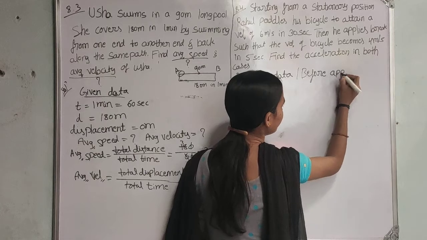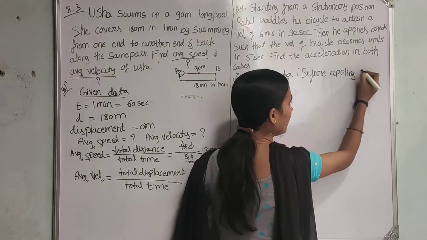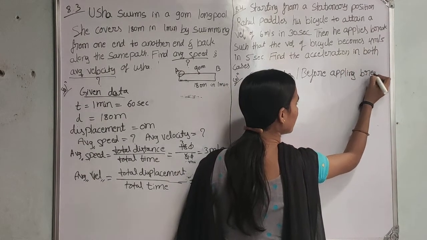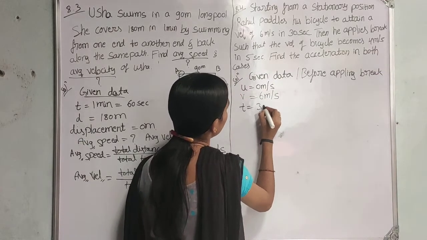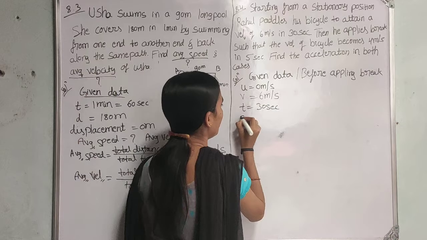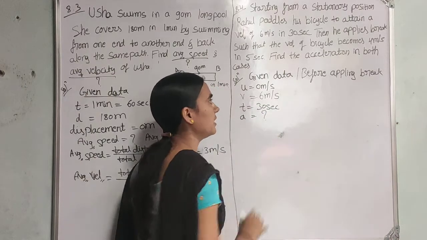Before applying brake. So next, time is how much? 30 seconds. So we have to find out the acceleration.